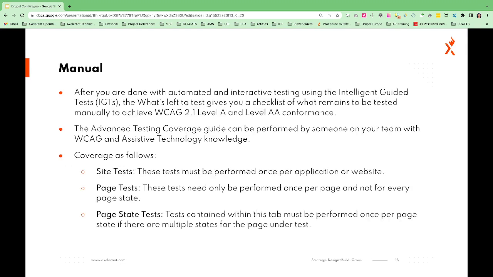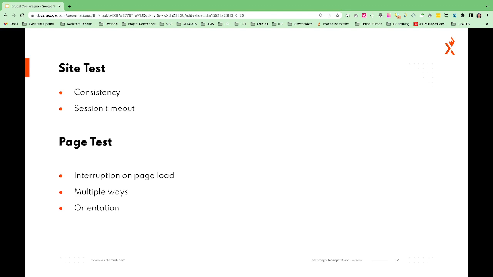Manual ones. So I was discussing what's left to test. We have to cover the following: site test and page state test. When I say site test, it is all about consistency, how consistent the site is. For a person who has, say, some issues reading and reads very slowly, the site should be consistent for them. So we have to consider that. That is one thing.